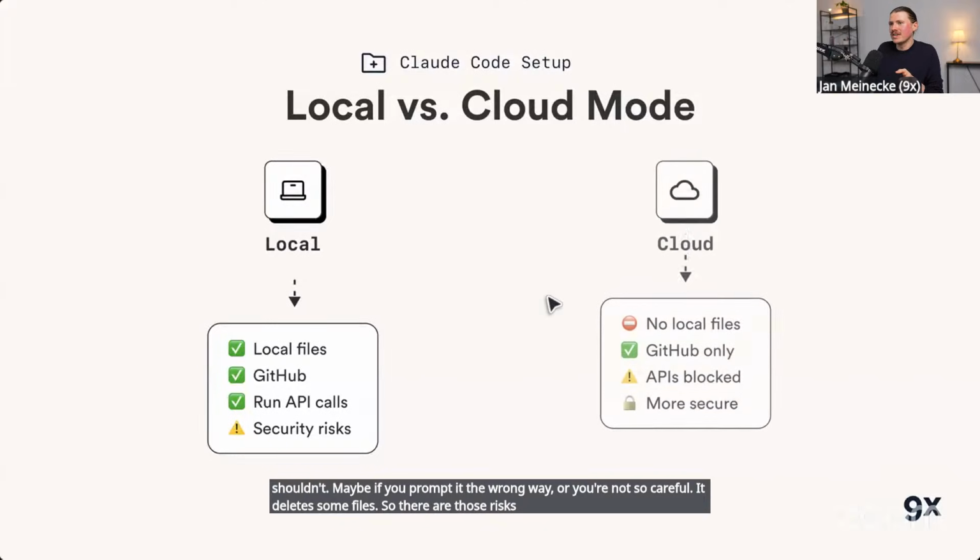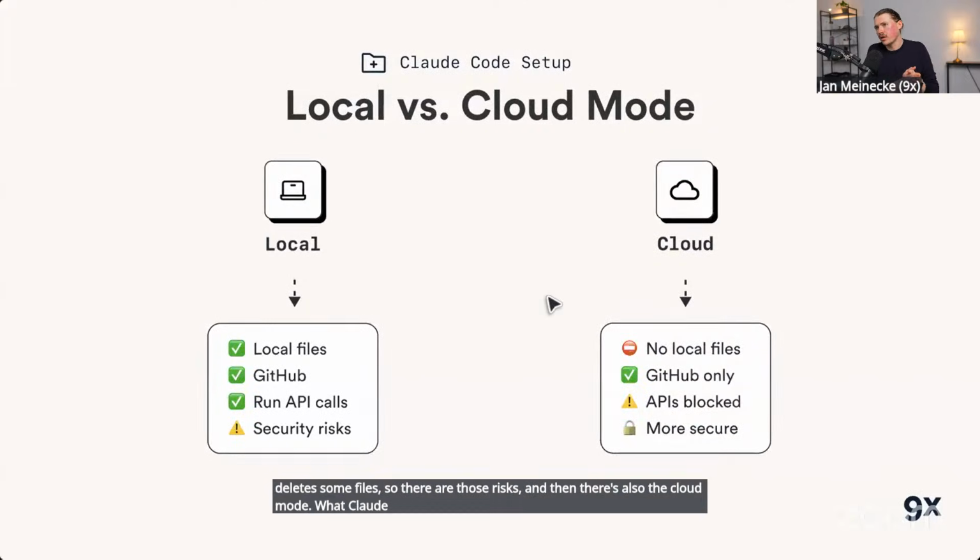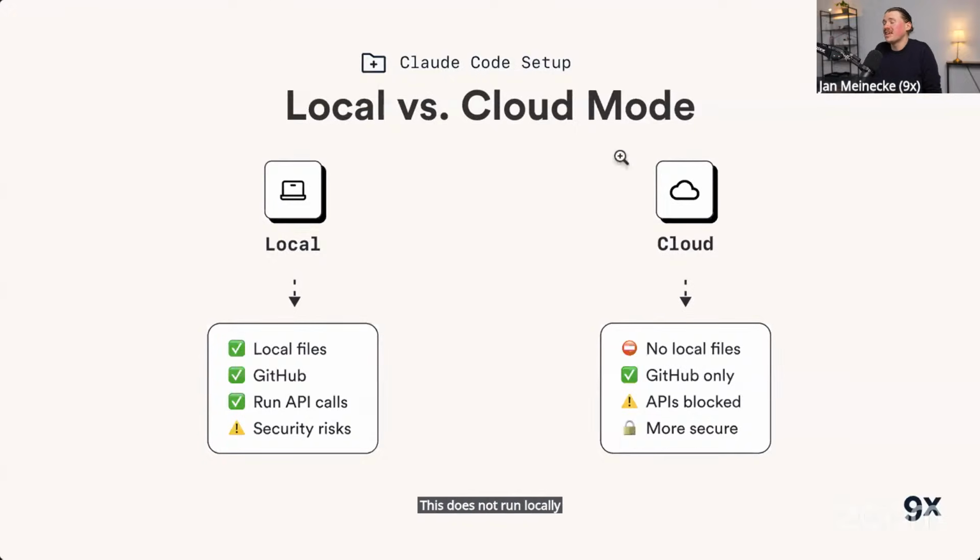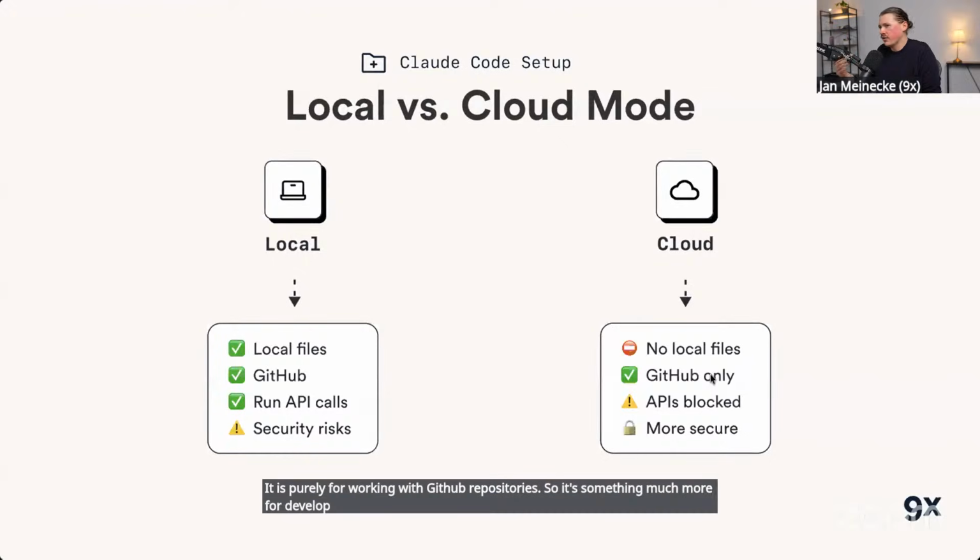Then there's also the cloud mode, what Claude is calling using Claude Code in the web. This does not run locally on your machine, so it doesn't have any access to local files. It is purely for working with GitHub repositories, so it's much more for developers working on code bases. Also, from testing, I wasn't able to get any of those API calls to run when using cloud mode.